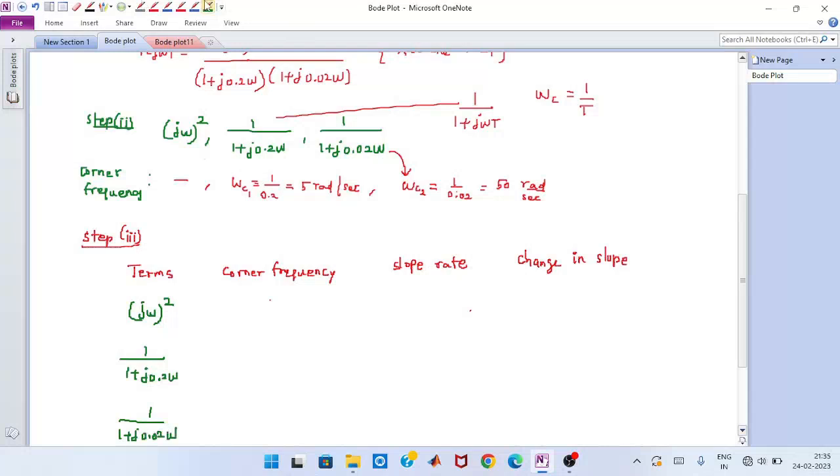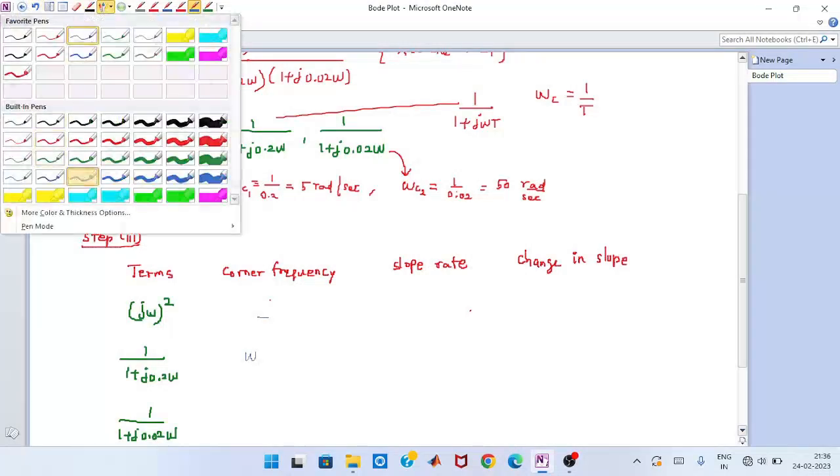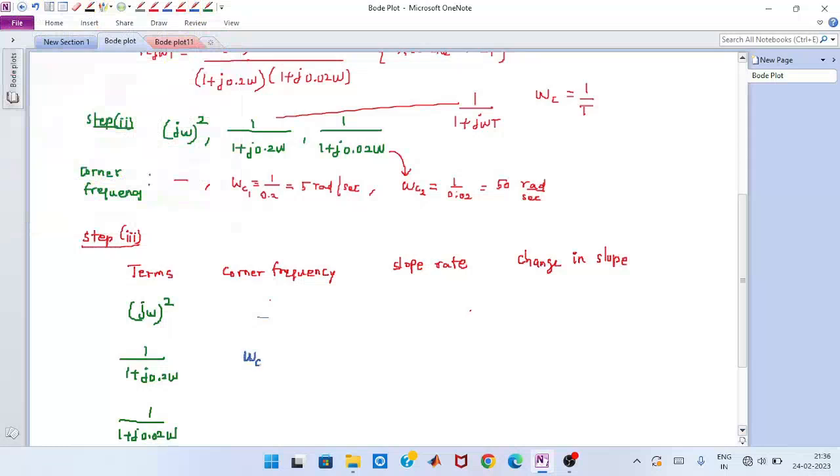Now we have to deal with the corner frequency. We already found that for (j omega) square there is no corner frequency. Similarly, the corner frequency of 1 by 1 plus j 0.2 omega is omega c1 equal to 5 radian per second. We can put the unit as radian per second here, and for slope rate also we can put the unit, dB per decade. Here omega c2 equal to 50 radian per second.